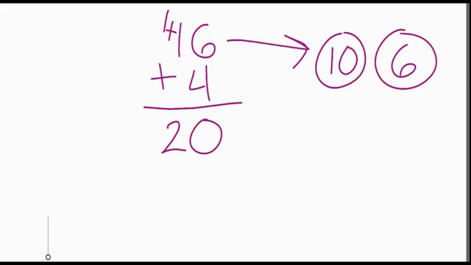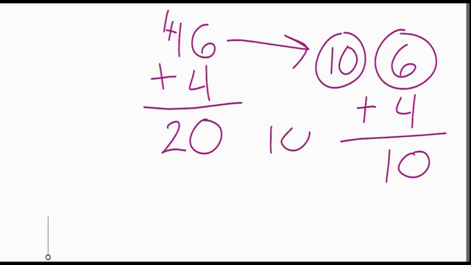Now that's the same thing that we would have done over here, okay, if we broke it apart. So if we did 6 plus 4 here, we would still end up with 10. And then you'd have to go back and say, oh, but we have 10 left, and 10 plus 10 equals 20. So 16 plus 4 equals 20, and 10 plus 10 equals 20.